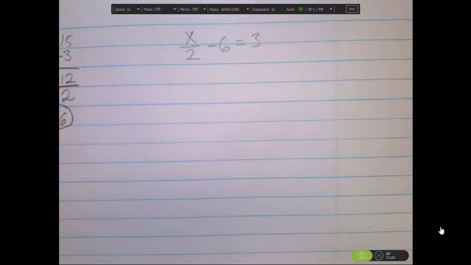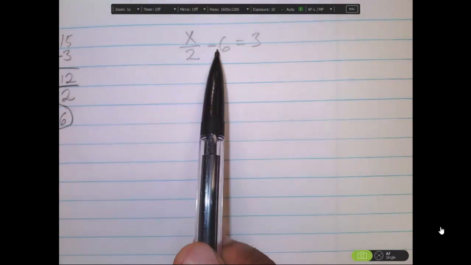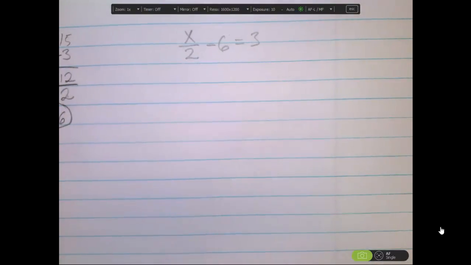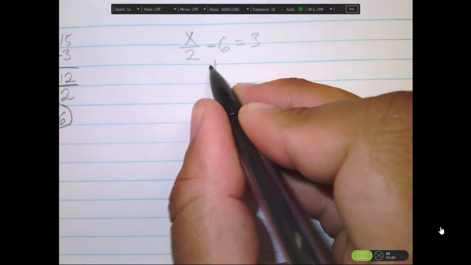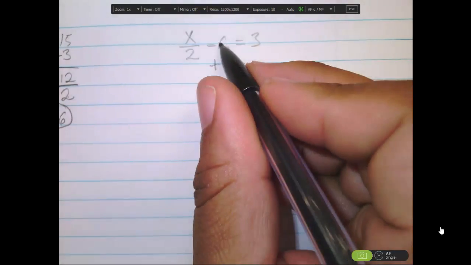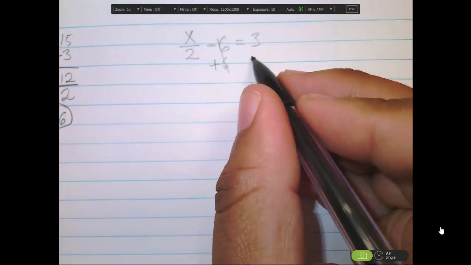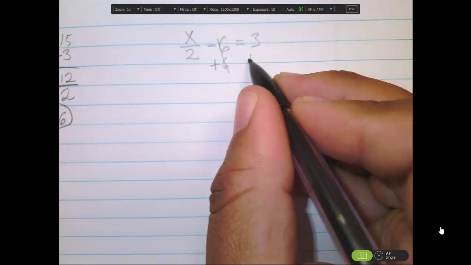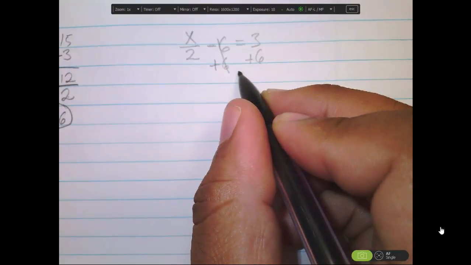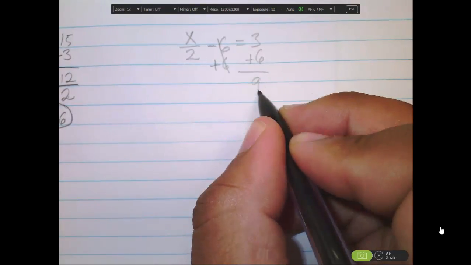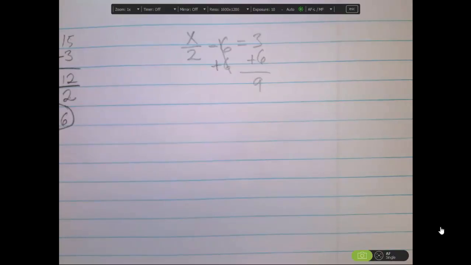So let's go ahead and do the process. Remember, we're going to deal with the constant first. So let's go ahead and use the opposite, the inverse operation. Opposite of minus 6 is plus 6. That cancels. Whatever we do on the one side, we have to do to the next. So we're going to add 6. 3 plus 6 gives us what? It gives us 9. All right, we'll bring down everything else.